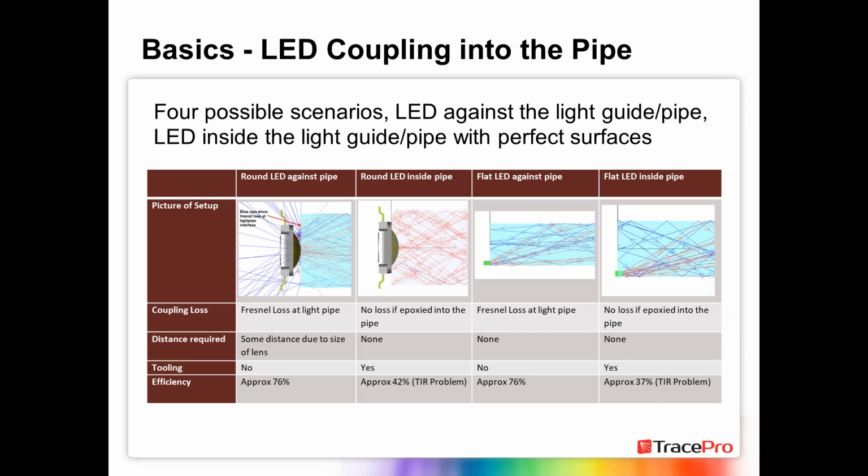With the flat LED inside the pipe, using a side emitting LED here, there's no loss if epoxied into the pipe, so we get an additional 5% on that. There's no distance required. There is some tooling because you're going to have to tool and create a notch for the LED to go into. And our efficiency is about 37%. We have that TIR problem, but once again, we could put that surface texture on the end to fix that.